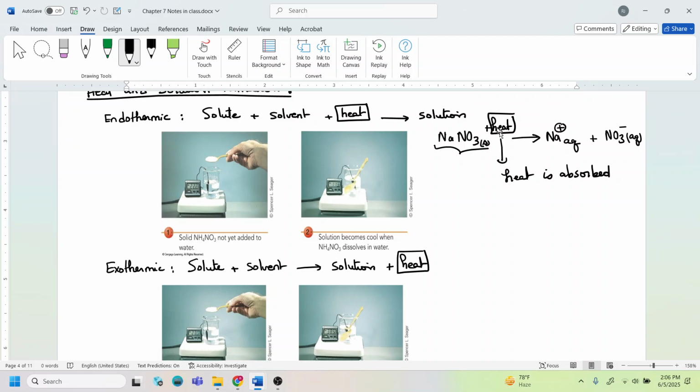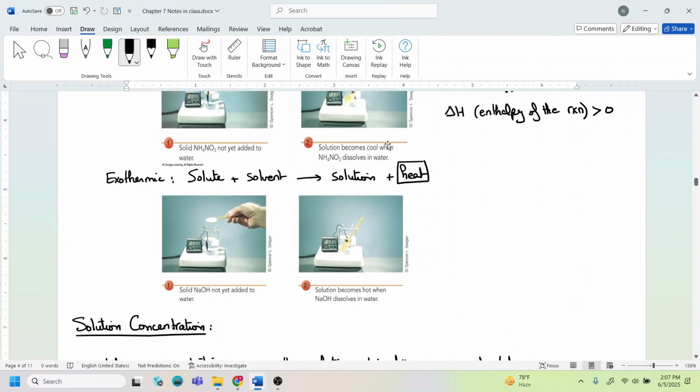Because when heat is absorbed, we represent this by the energy of the reaction. And the energy of the reaction is called enthalpy, which is delta H. So delta H is the enthalpy of the reaction. And the enthalpy of the reaction for endothermic is always positive because heat is being absorbed. So it's always positive.